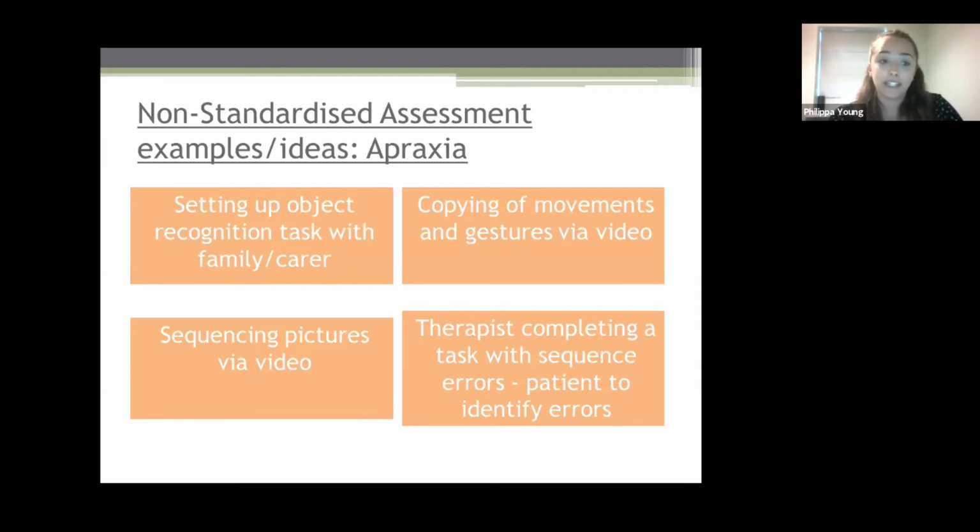You could complete a task for the patient to watch whilst adding sequencing errors and using the wrong objects, for example, and asking the patient to identify what went wrong, what should have been done instead, and what objects should have been used. And you can also do sequencing picture cards as well via video.